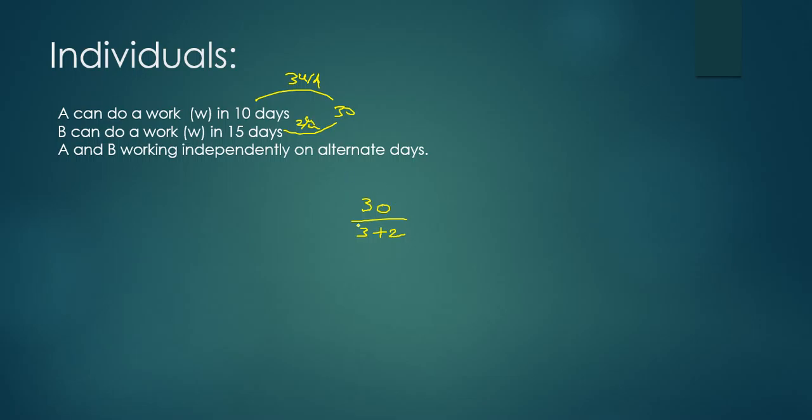Total work divided by units of work done per day equals 6 days. I am getting an integer. It means A has to work for 6 days and B has to work for 6 days. The total is 12 days. Simply, the answer is 12 days. Very simple.